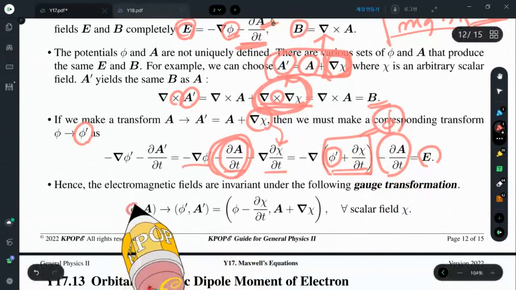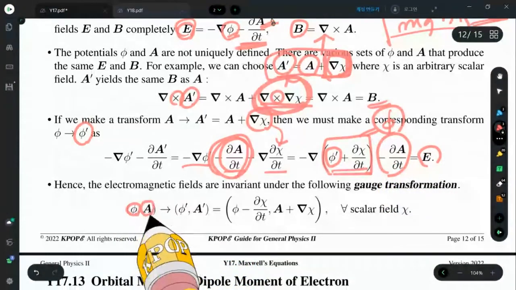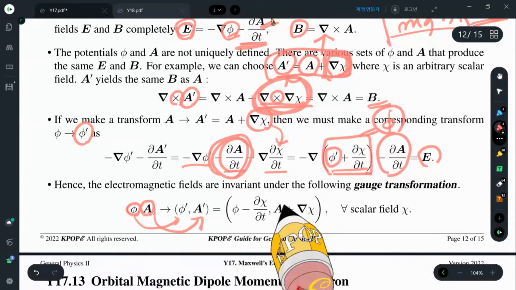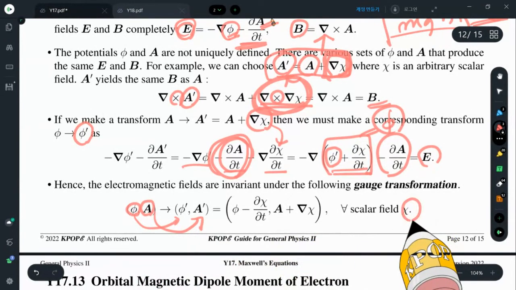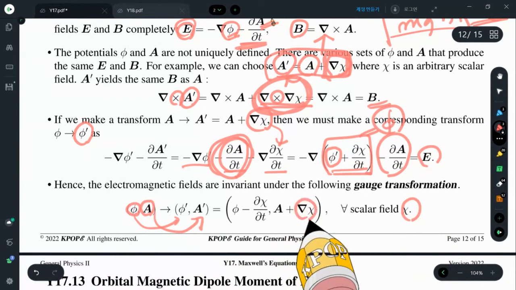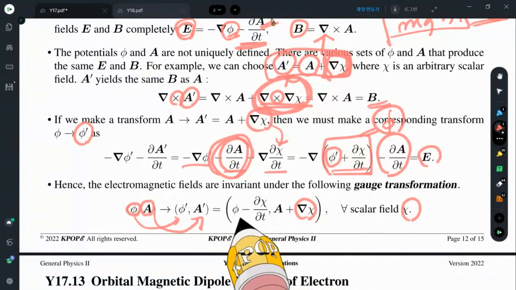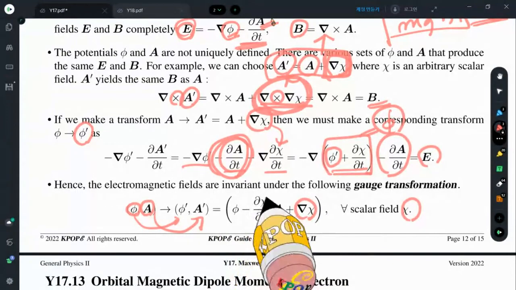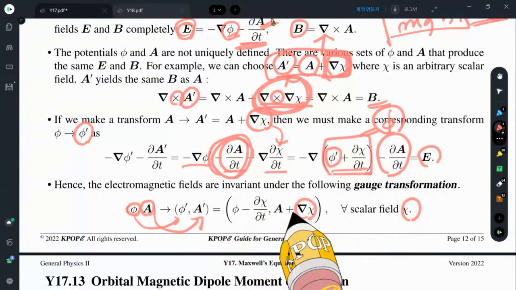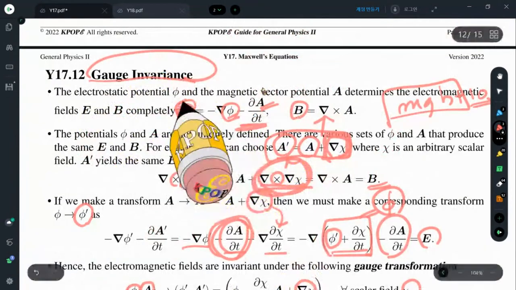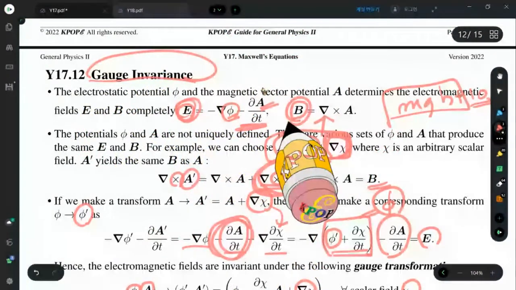As a result, the scalar potential and magnetic vector potential can be shifted to other values, but that is not arbitrary. Instead, there exists a scalar field chi, and its gradient can be added. When the gradient is added to the vector potential, the electrostatic potential should be subtracted by the time derivative of the scalar field. So this is the most general form of the gauge transformation. This gauge transformation doesn't change the physical electromagnetic field.